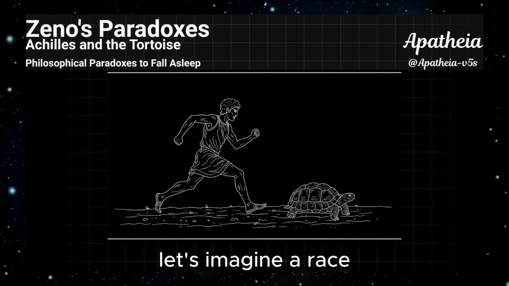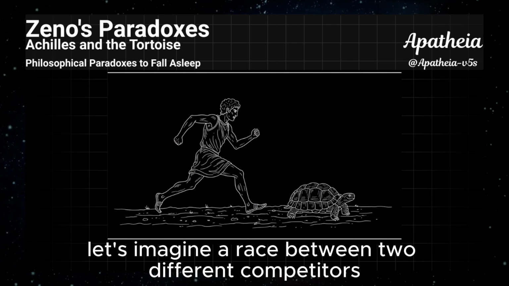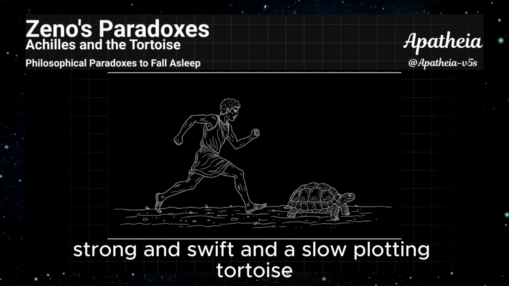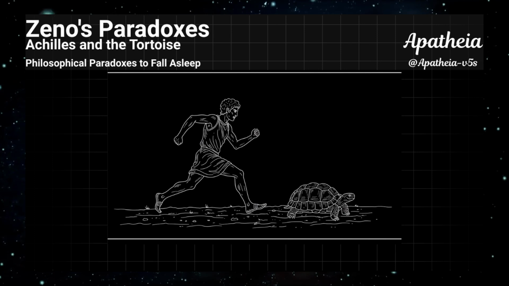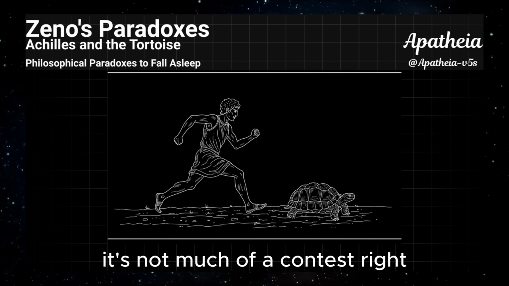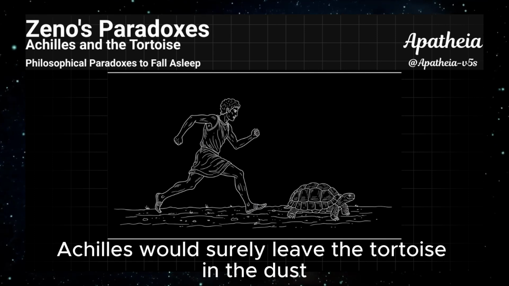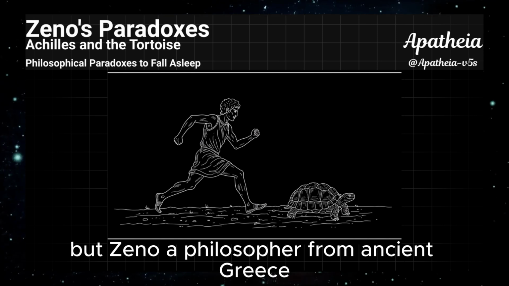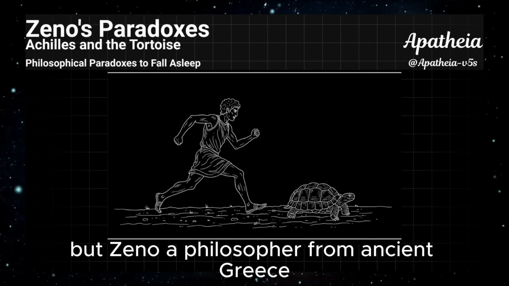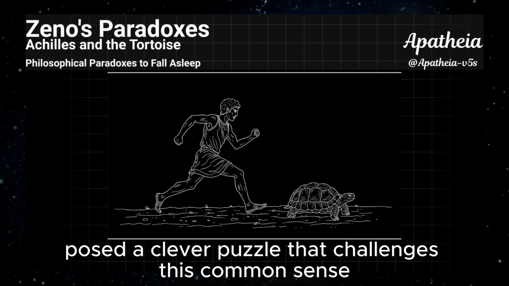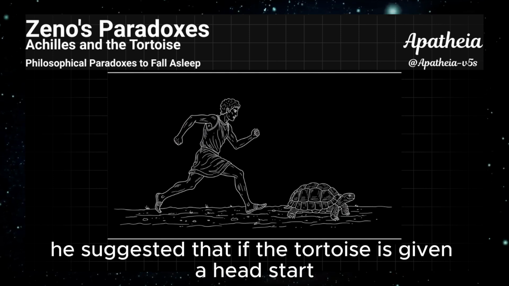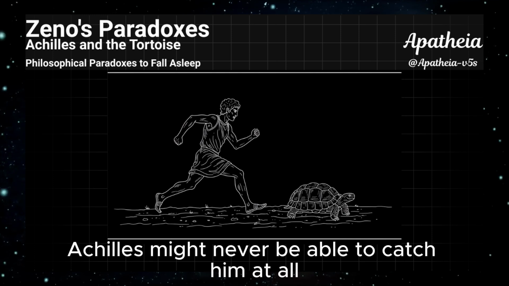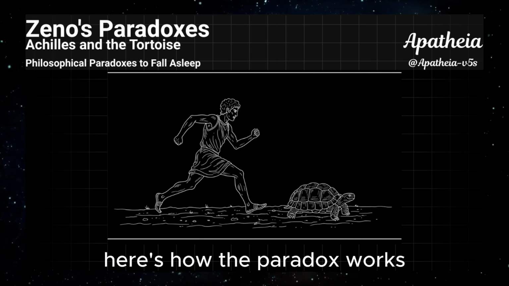Let's imagine a race between two different competitors: the mighty Greek hero Achilles, fast, strong, and swift, and a slow, plodding tortoise. It's not much of a contest, right? Achilles would surely leave the tortoise in the dust within seconds. But Zeno, a philosopher from ancient Greece, posed a clever puzzle that challenges this common sense. He suggested that if the tortoise is given a head start, Achilles might never be able to catch him at all. Here's how the paradox works.